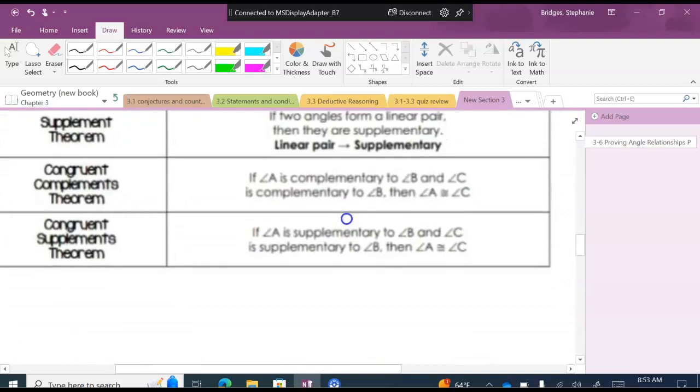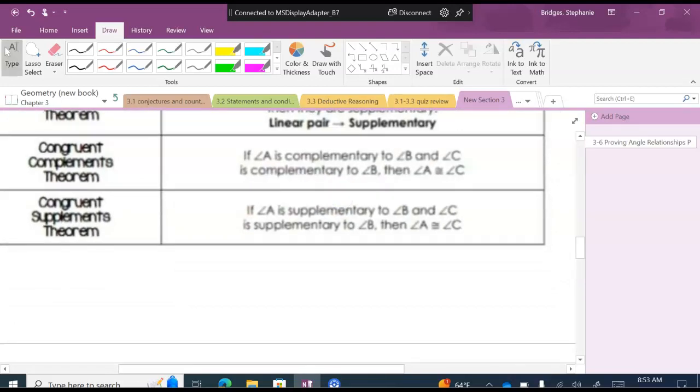Now, the next one is called the congruent complements theorem. It says if angle A is complementary to angle B, and C is also complementary to B. So let me just draw you an example. I'm going to do it down here at the bottom. So if I have angle A here, and then I have angle B, and then I have angle C.